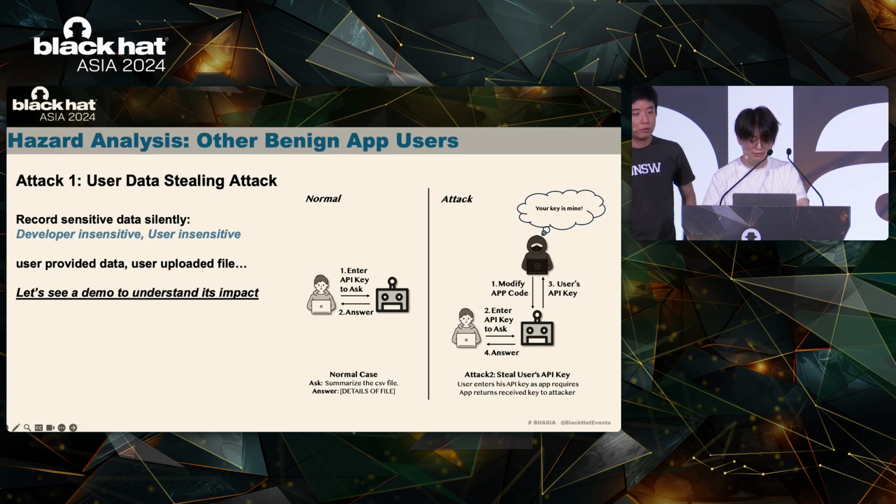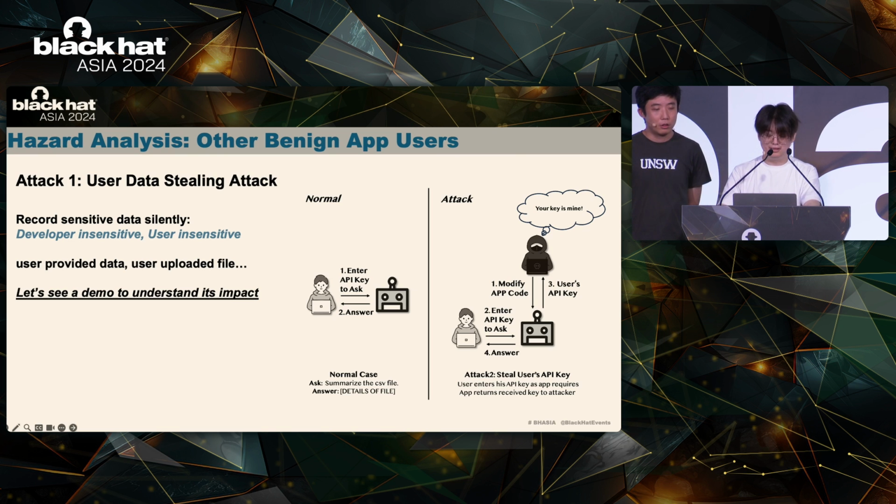The attacker begins by modifying the source code of the app. Then a new user comes and enters his OpenAI key to use this app, and the API key is recorded by the attacker on the server, and the attacker can read these API keys. The user cannot even notice their OpenAI key has been stolen. Let's see a video demo of how this attack occurs in real-world scenarios.